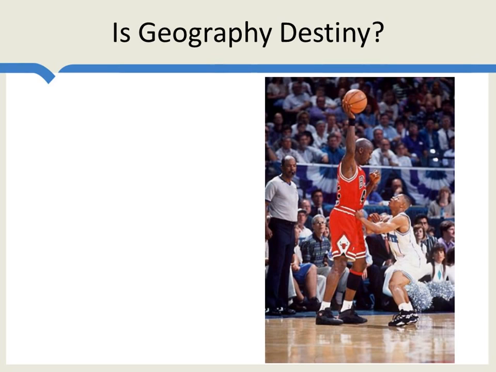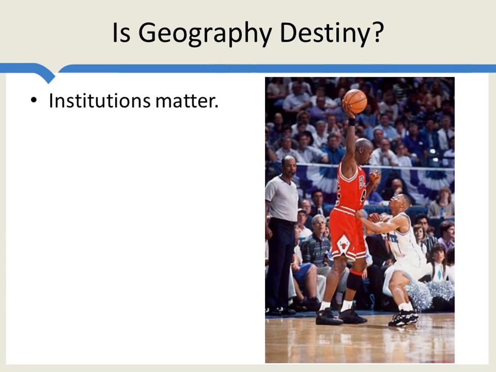I kind of think of Muggsy as the Singapore of the NBA. Muggsy was hitting way above his height class in exactly the same way that Singapore is hitting above its GDP per capita class. The other guy in the picture, by the way, that's Michael Jordan, who is actually a little bit shorter than the average NBA player.